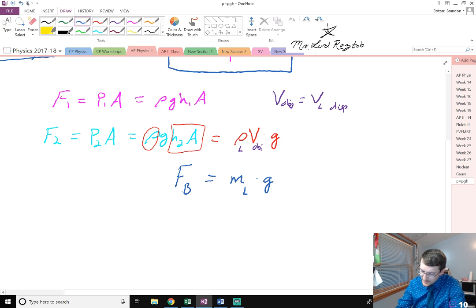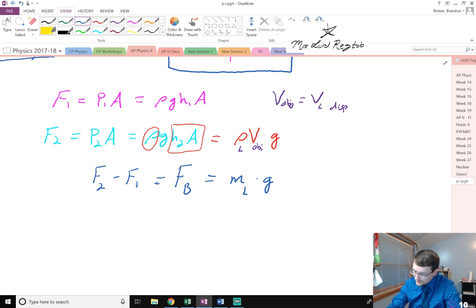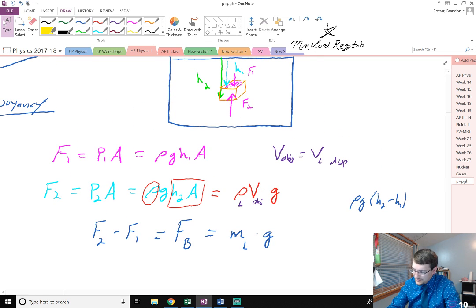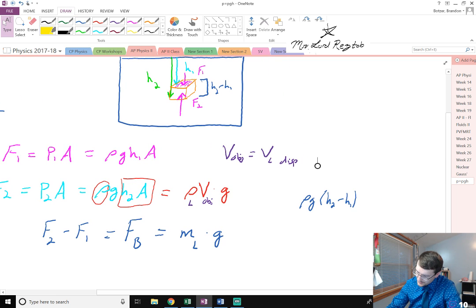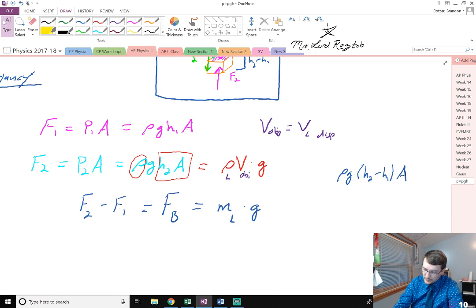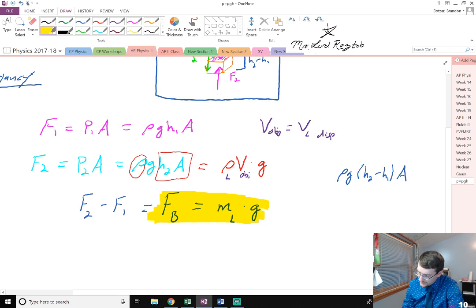This buoyant force is the difference in force. It is F2 minus F1. Because what we're really thinking about is rho g times h2 minus h1, which is the height of the box, times A. And that gives us our mass times gravity for the weight, and that's our buoyant force. So that's what we're looking at for a buoyant force, and that's what gives us some sort of liftoff.